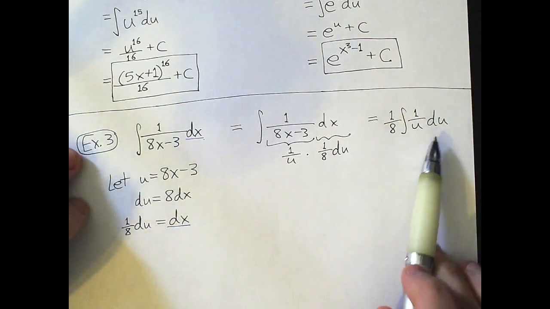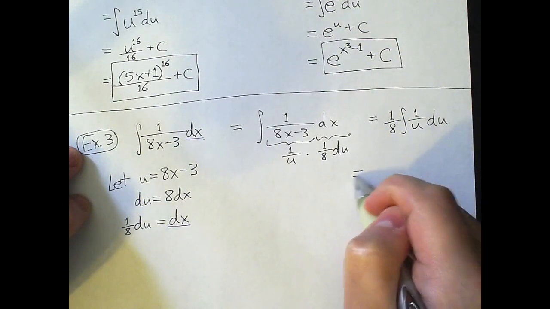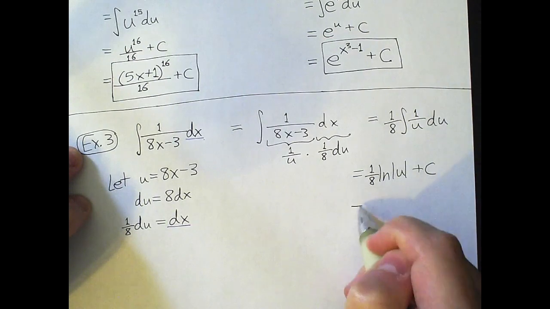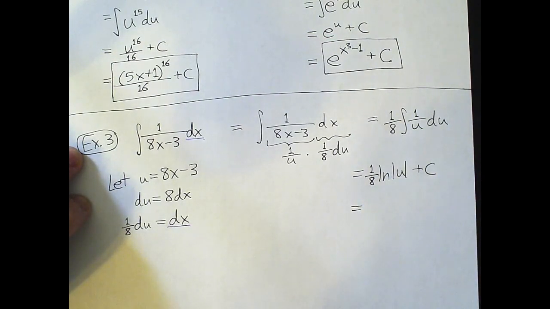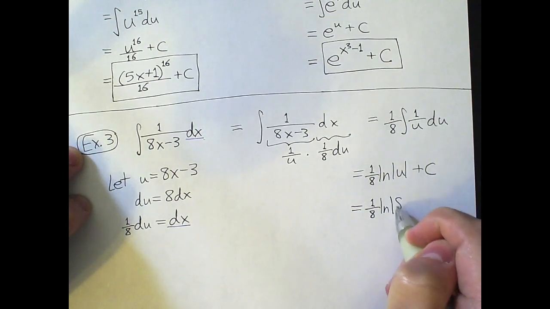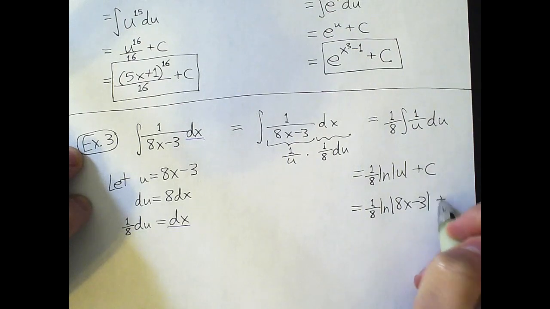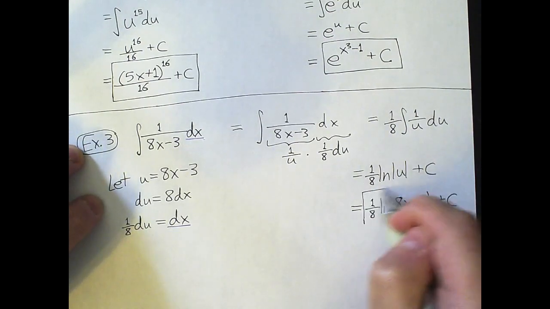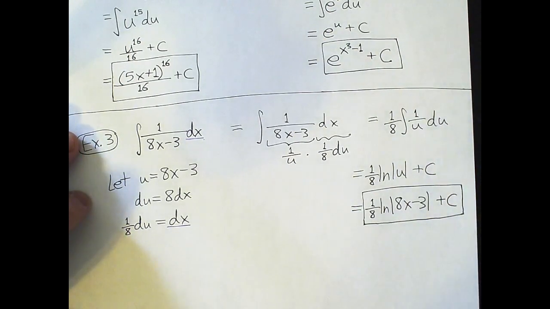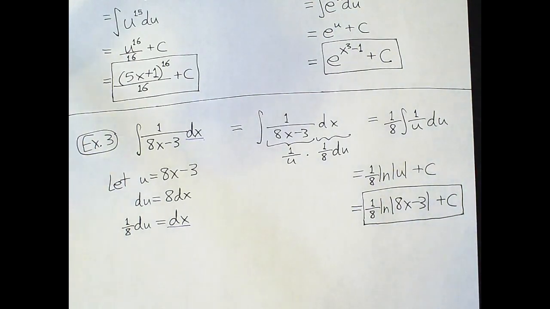So you should remember what this integral is. This is going to be 1/8 ln absolute value of u plus c. And then we need to get the answer back into terms of x. So we do 1/8 ln absolute value of 8x minus 3 plus c. Make sure you have the absolute value there. Okay, there you go. So that one was a little bit trickier because it had that step where we had to multiply by a constant, but it's really just one extra step.